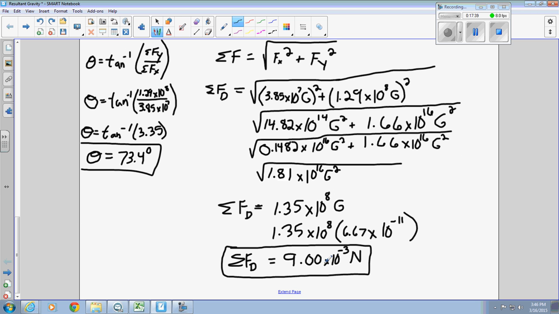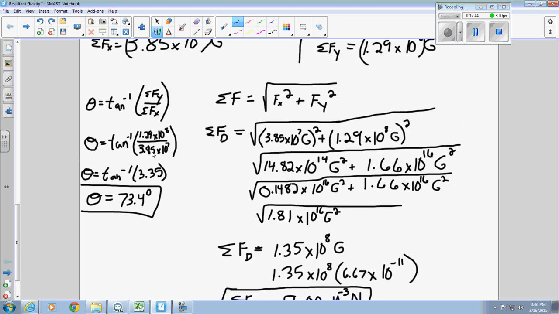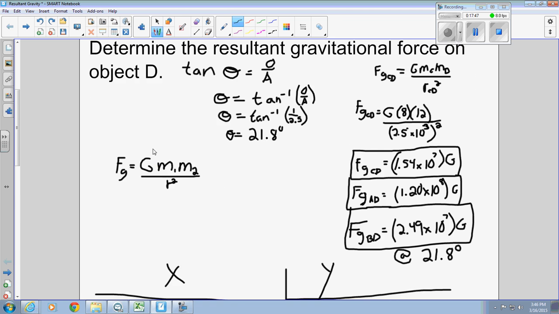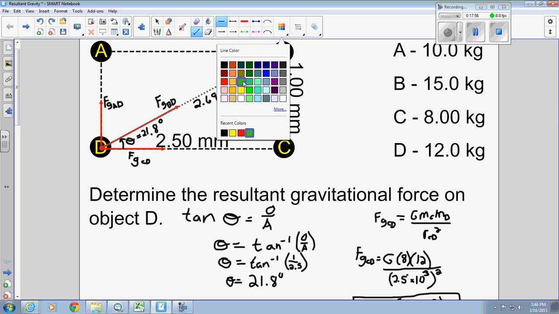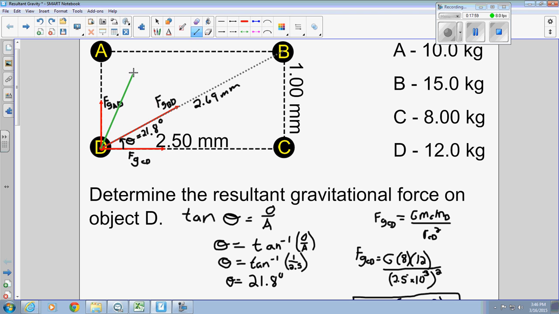So this is 9 millinewtons at 73.4 degrees. Not a very strong force. And why is it 73 degrees for this resultant force? Let's draw our resultant force in green. So we've got our resultant force here. That's acting at 73 degrees. Okay, and that's acting at 73 degrees because A is pretty big in comparison to C, and it's closer to D, so it's going to have more of an impact.